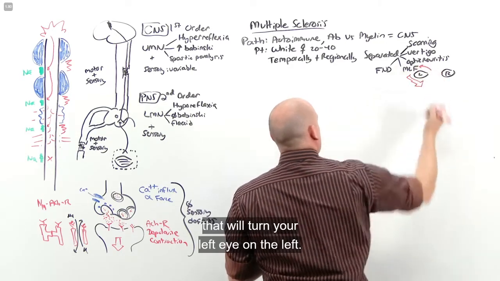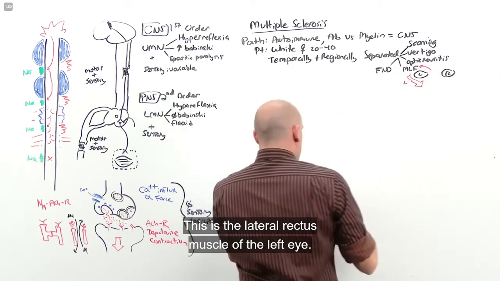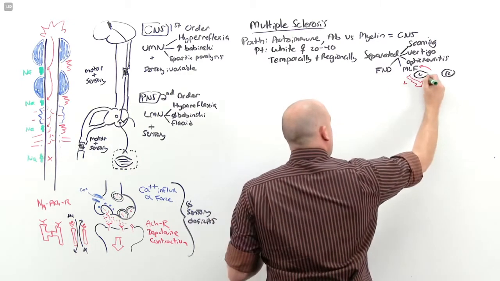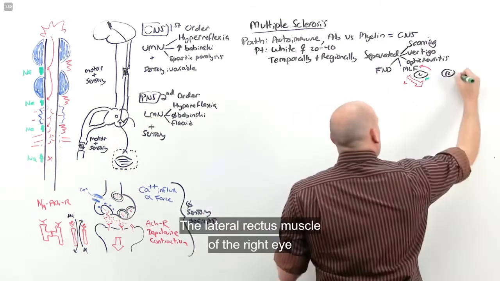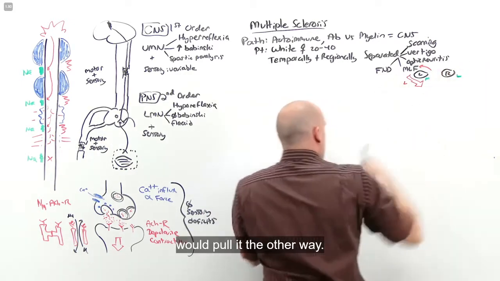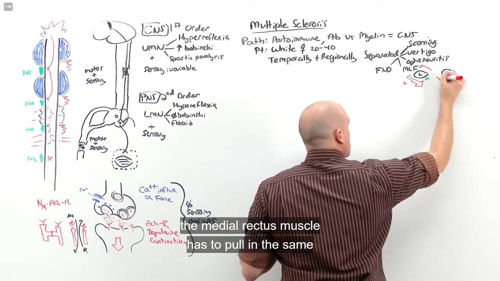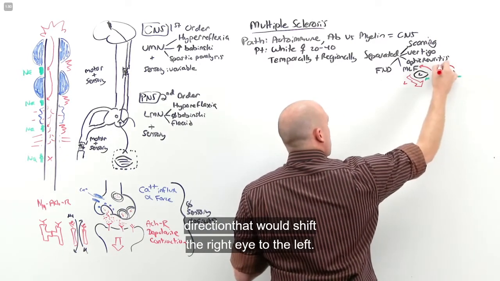And that will turn your left eye to the left. This is the lateral side, the lateral rectus muscle of the left eye. This is the medial, which isn't involved. The lateral rectus muscle of the right eye would pull the other way. So in order to move the eyes together, the medial rectus muscle has to pull in the same direction. That would shift the right eye to the left.